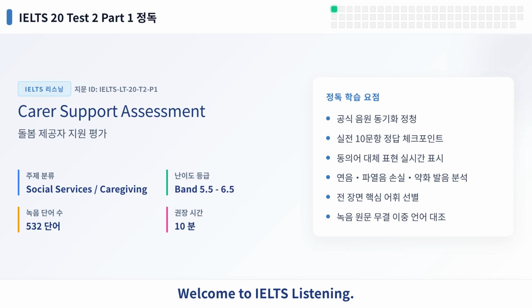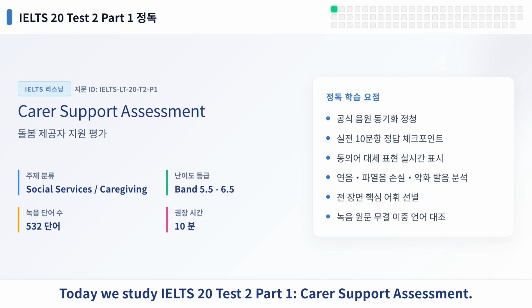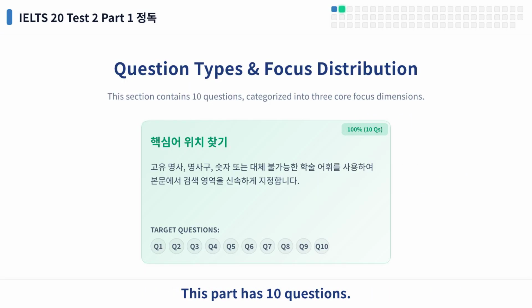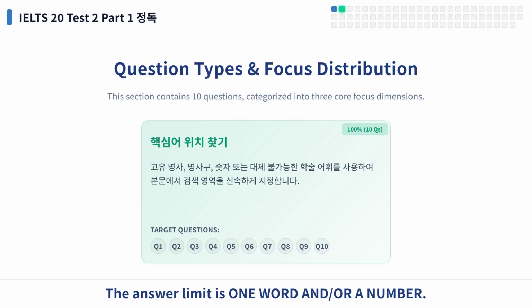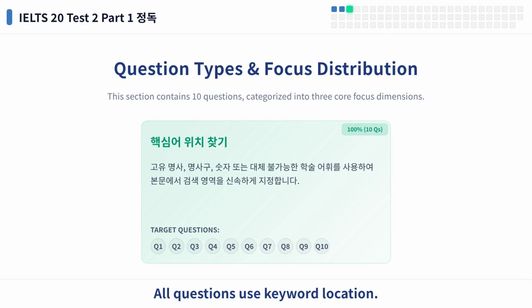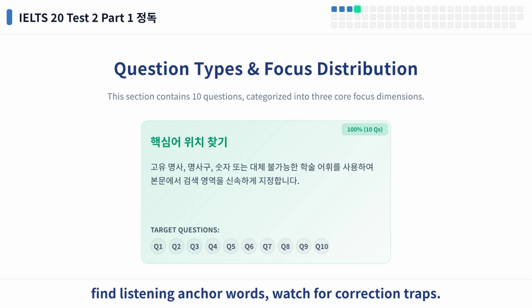Welcome to IELTS Listening. Today we study IELTS 20 Test 2, Part 1, Carer Support Assessment. This part has 10 questions. All are note completion. The answer limit is one word and/or a number. All questions use keyword location. Listen for clue words to find the answers. 3 key strategies. Predict answer type, find listening anchor words, watch for correction traps.